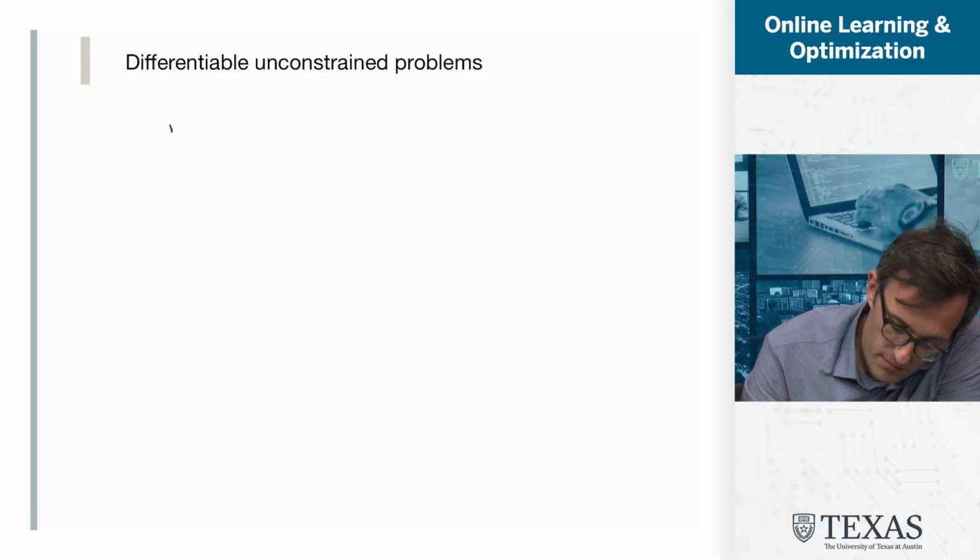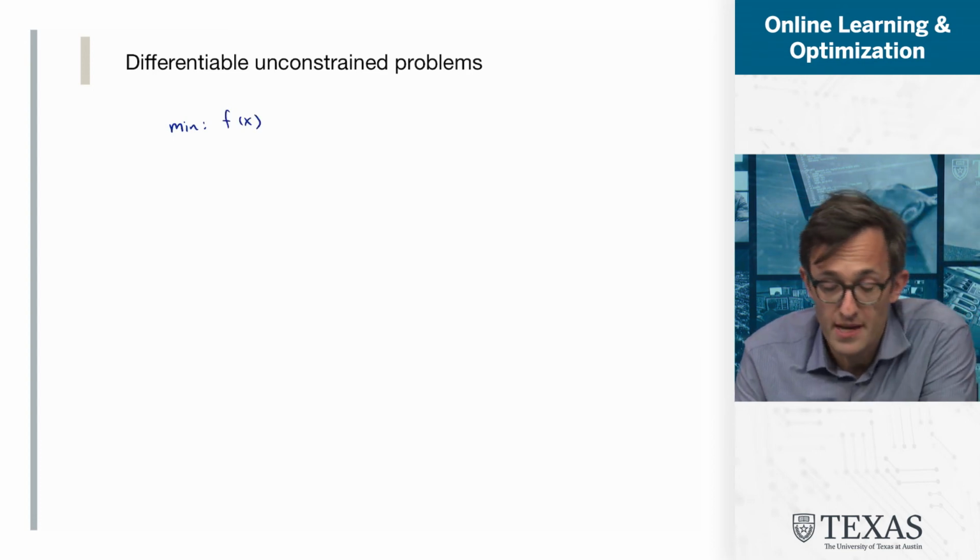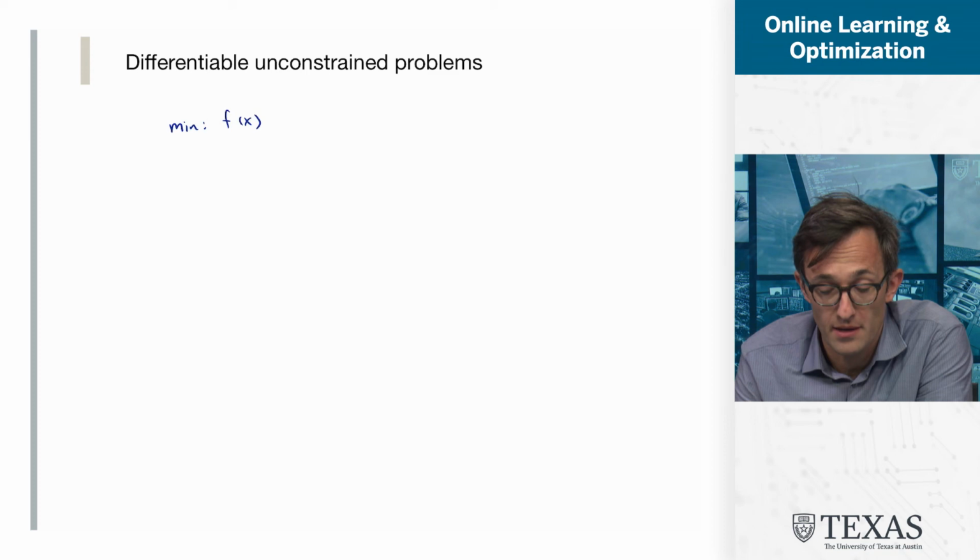We're now going to talk about optimality conditions for convex problems. And we're going to start with perhaps the simplest case, for problems that are differentiable and unconstrained. So in other words, I'm interested in the problem minimize f of x. And I want to know, what can I say about a solution x hat to this problem?